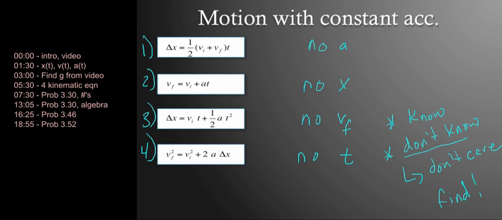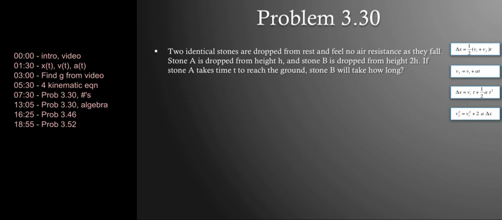Alright, so let's do some problems. Here we have 2 stones that are being dropped from rest, and they feel no air resistance as they fall. So right away I know that my acceleration is going to be constant if I can assume that there's no air resistance. Stone A is dropped from a height h, and stone B is dropped from a height 2h. If stone A takes t time to reach the ground, stone B will take how long?